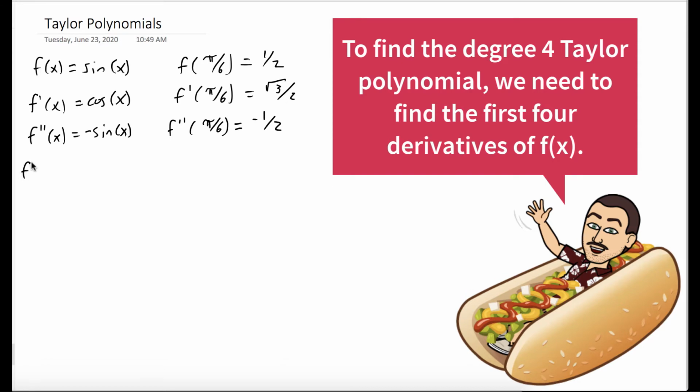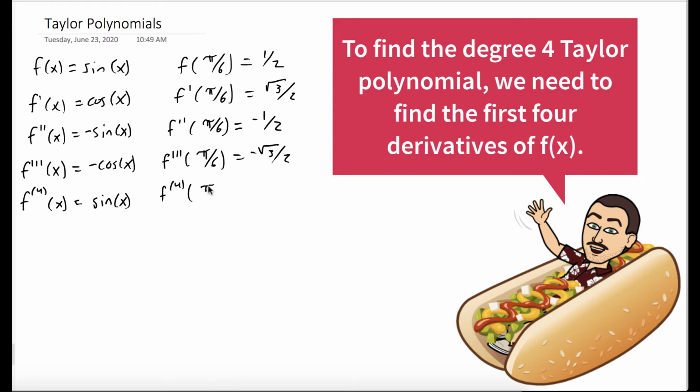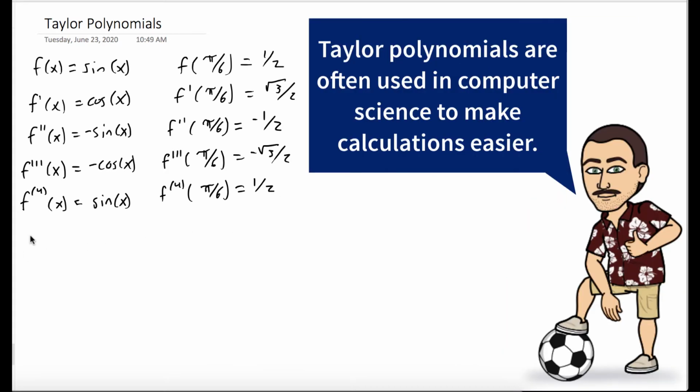And now we'll just continue for a few more derivatives. The third derivative of our function is negative cosine of x. When we evaluate at pi over 6, we get negative square root of 3 over 2. So that's what's nice about these trig functions: we get a little bit of repetition as we take more derivatives. And finally, our fourth derivative is sine of x. So the fourth derivative of sine is the function we start with, actually. When we evaluate at pi over 6, again, we get 1/2. So in order to find the degree 4 Taylor polynomial, we just need 4 derivatives.